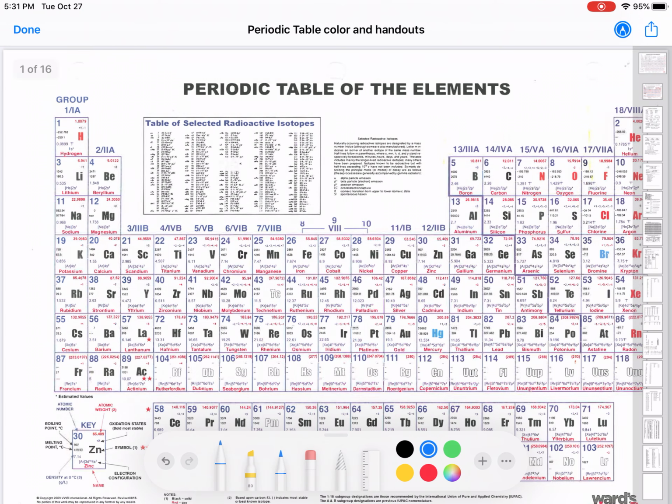Cesium is in group 1. Remember, group 1 has one valence electron. If it is a cesium ion, this is your cesium. When it forms an ion, cesium loses this electron. So it would become just cesium, but it's going to have a positive 1 charge. Cesium would be Cs plus 1.